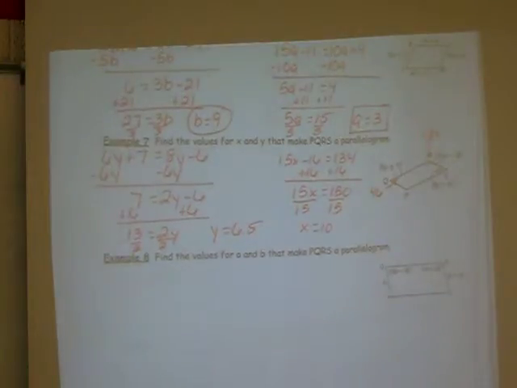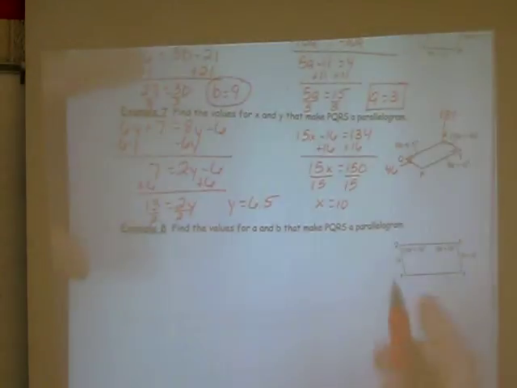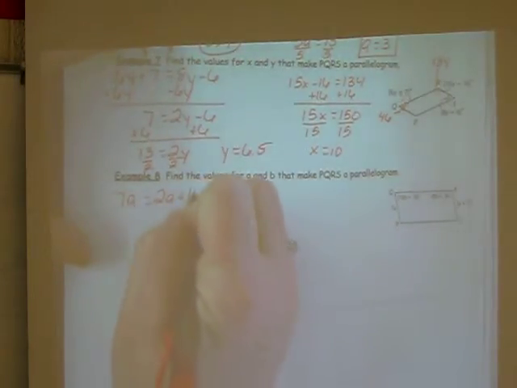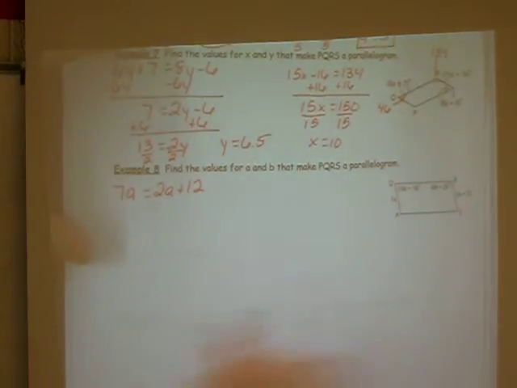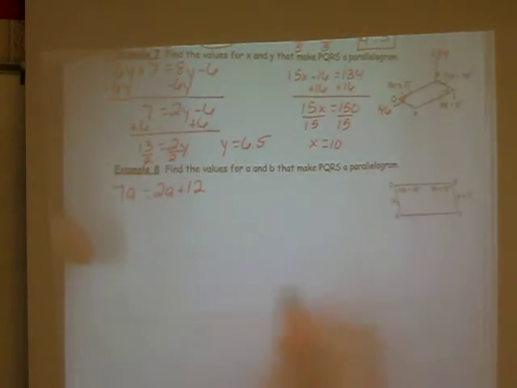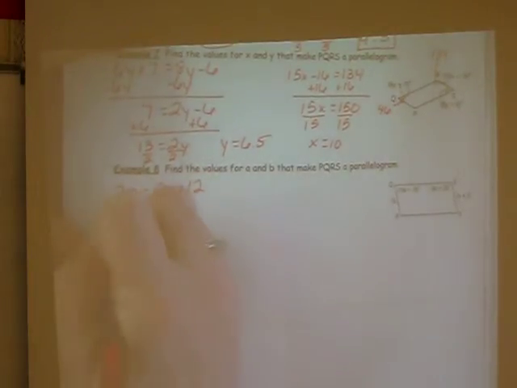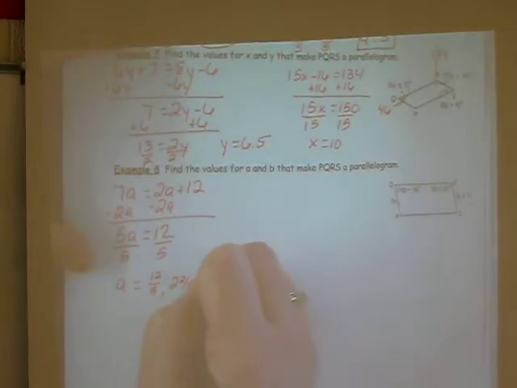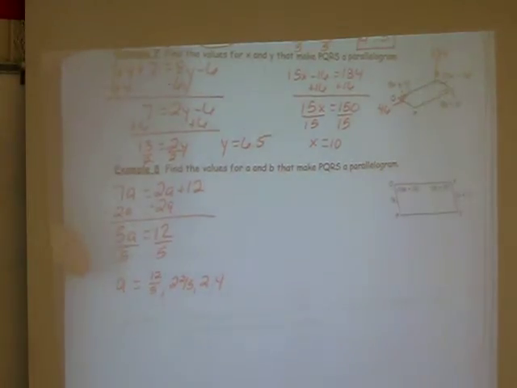In example 8, first of all, I'm going to look at these two sides. I'm going to set 7a equal to 2a plus 12. Opposite sides in a parallelogram are congruent. Subtracting 2a from both sides, we have 5a equals 12. And when you divide both sides by 5, you can leave it as 12/5. You can write it as 2 2/5, or you can write it as a decimal, 2.4.